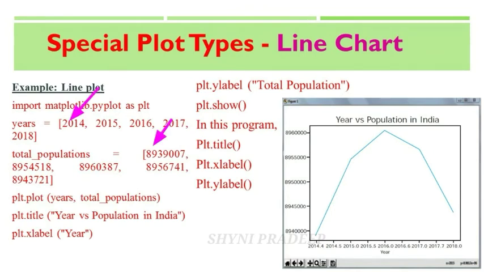First connect the points 2014 and 8939007, and next 2015 and 8954518, and then 2016 and 8960387, and next 2017 and 8956741, and last 2018 and 8943721. After that, connect all the points with a straight line. Okay, this is the line chart.